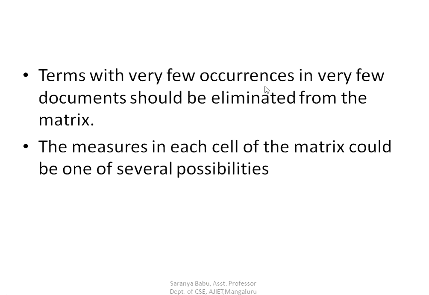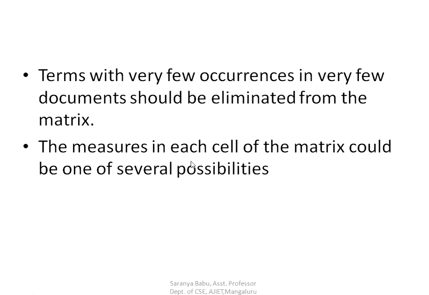And terms with very few occurrences in very few documents should be eliminated from the matrix. That's what I said in the term document matrix when I showed you. It is not mandatory that all the terms have to occur, but if the terms are occurring more frequently in many of the documents, you have to include them. But say one term is there, and we have around 8 documents, and that term has occurred only in 2 documents, only 2 times or something. If that is the case, you have to eliminate that term. You don't have to include that term.